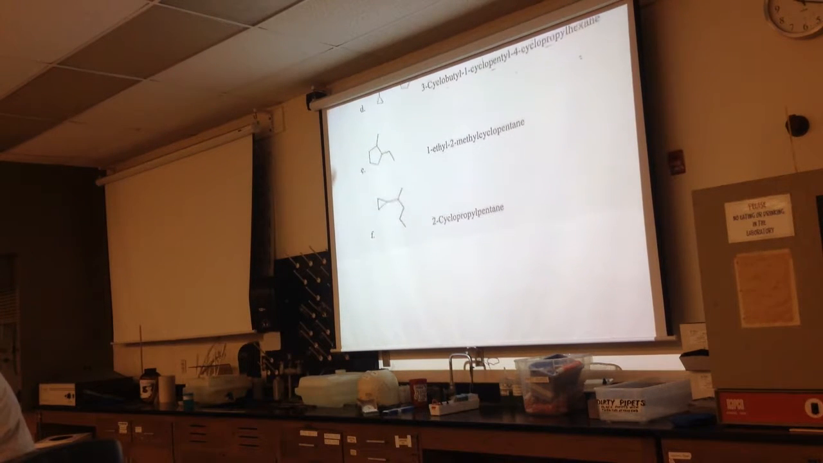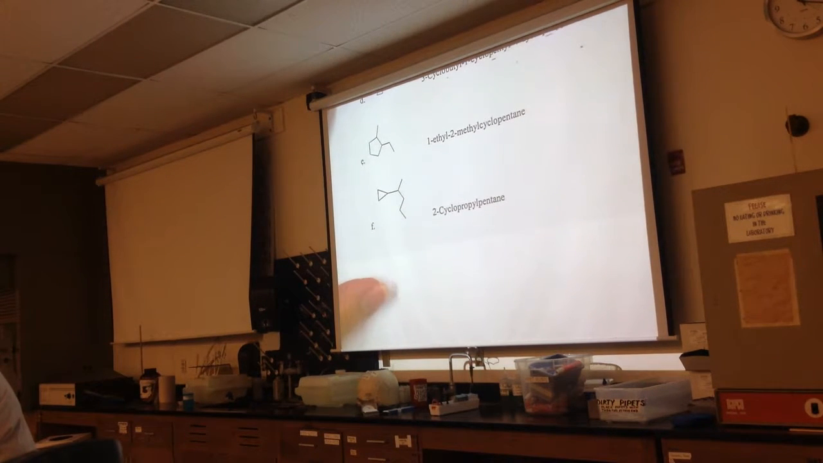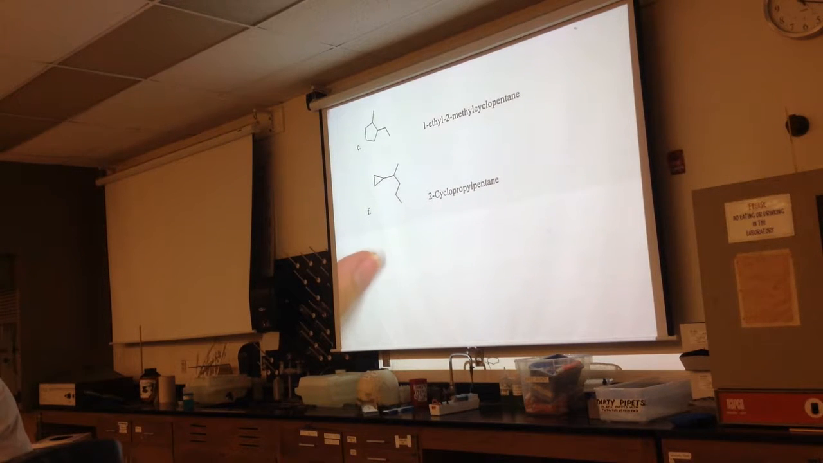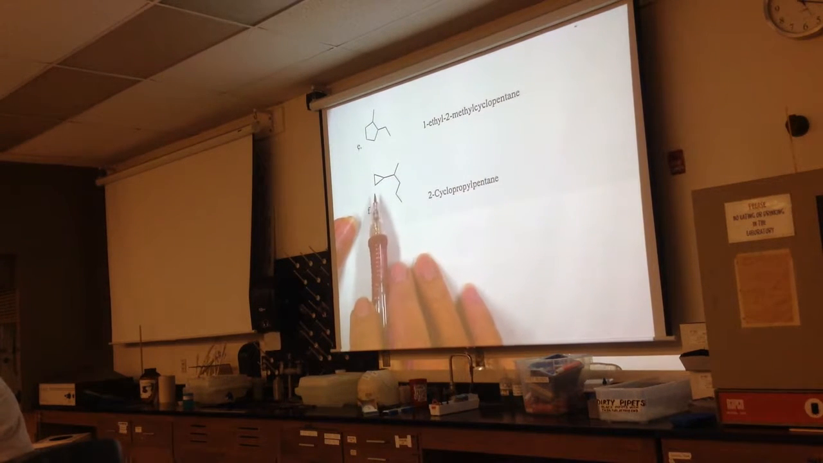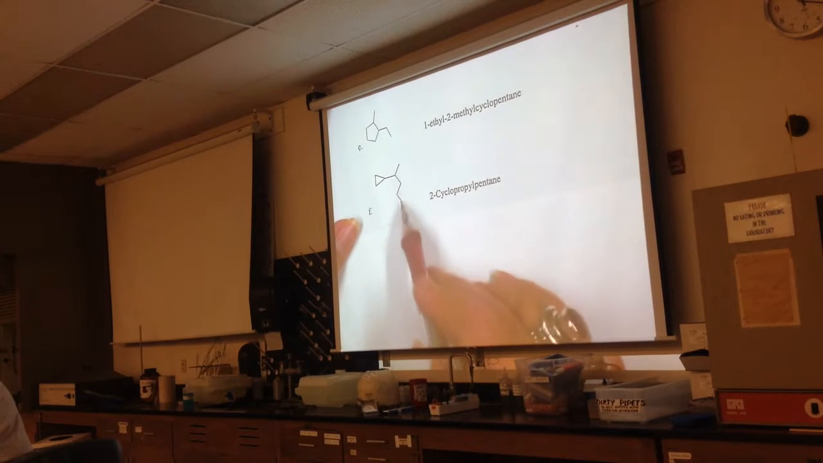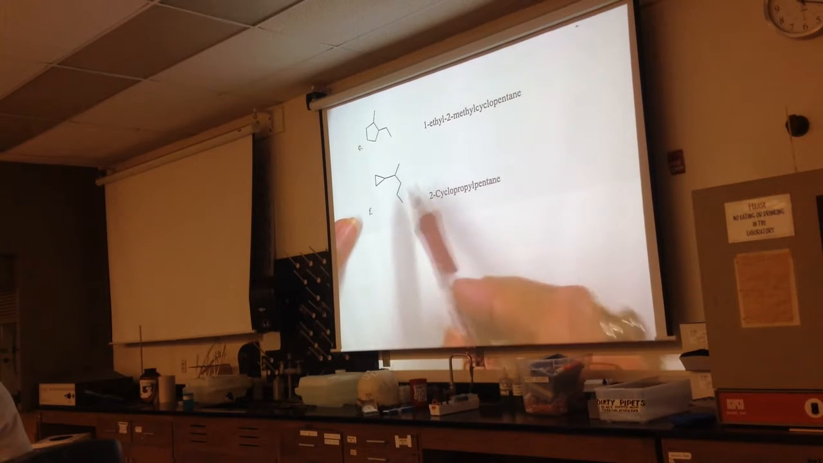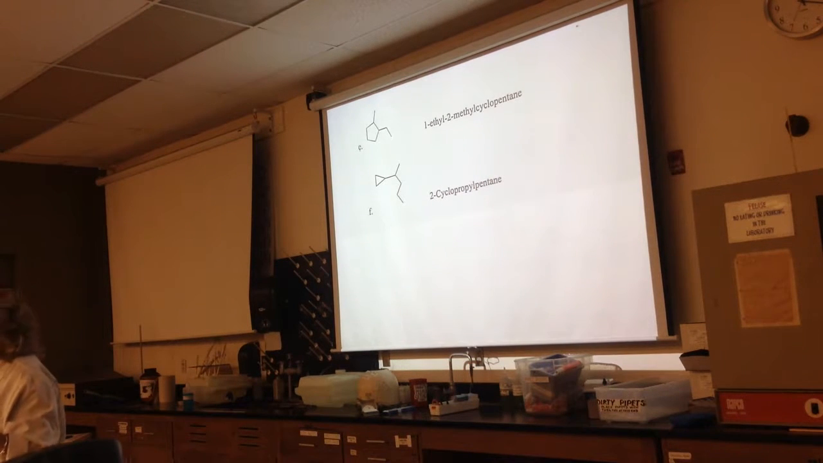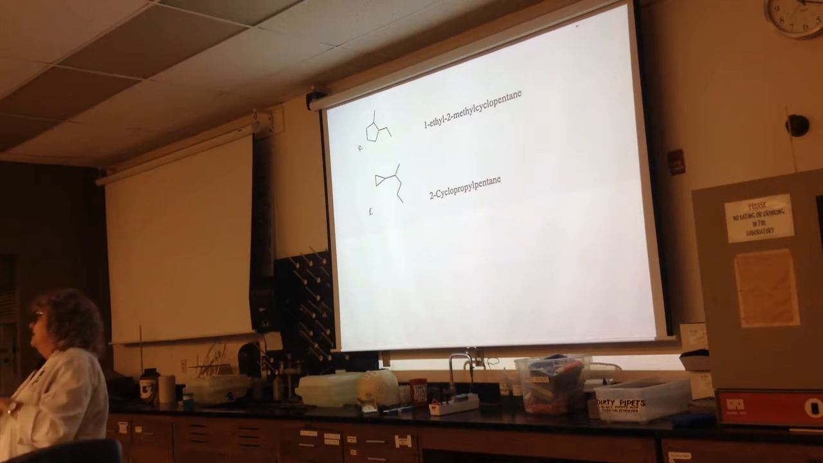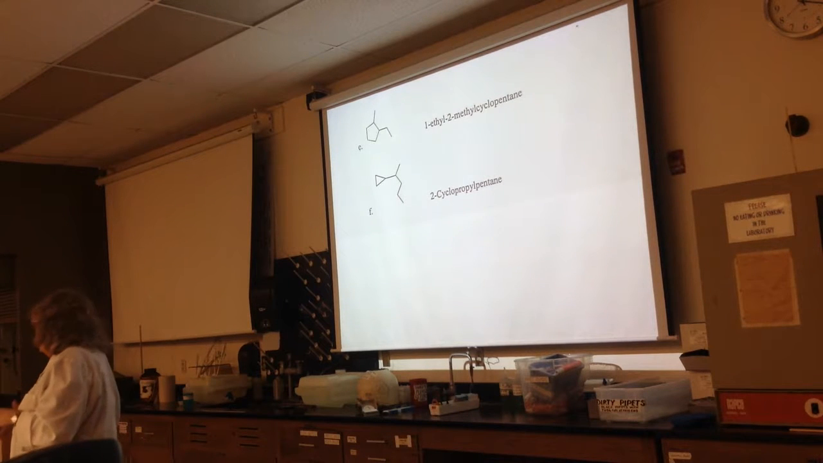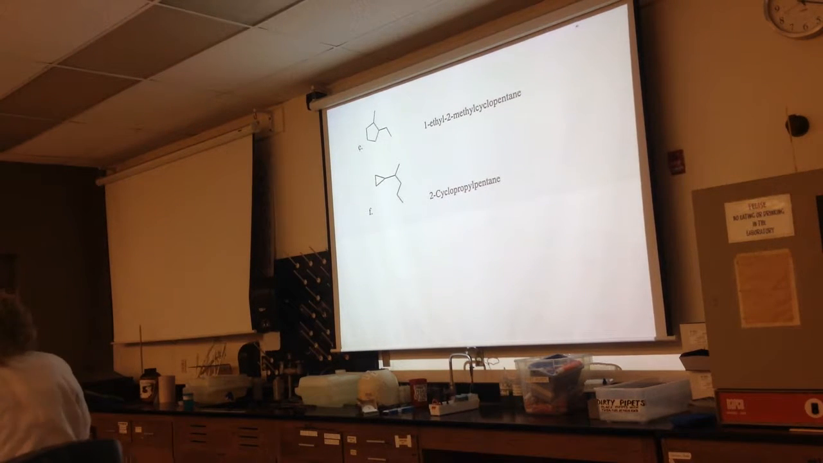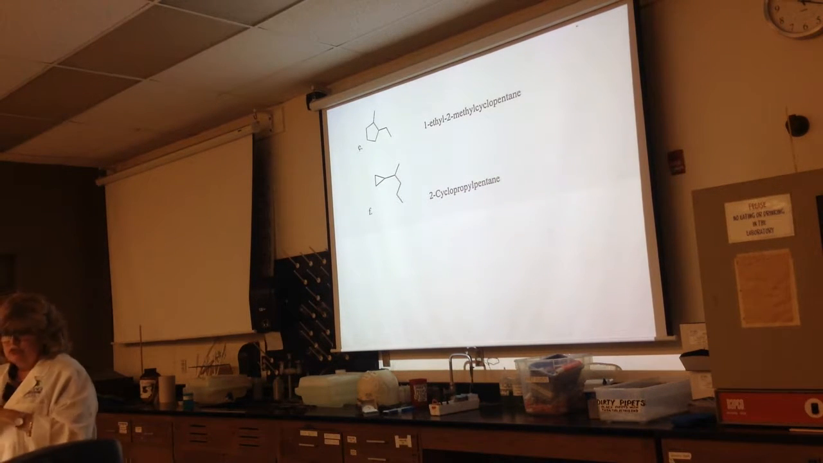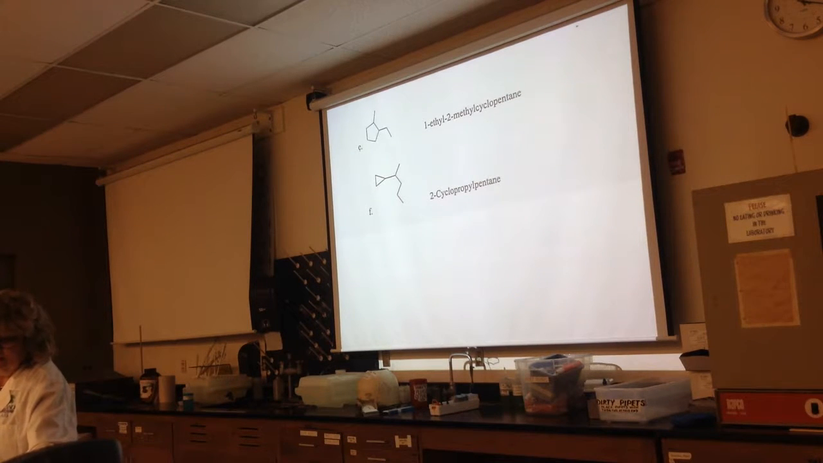Take a look at this one, for example. Here is what I was just saying. This ring is only 3 carbons, while the chain is 5. So the chain here is 1, 2, 3, 4, 5. The chain is longer than the size of the ring, so the chain is the parent, and the ring is a substituent. So that one becomes 2-cyclopropylpentane. Okay, that's your 2-cyclopropylpentane. Is everybody okay?